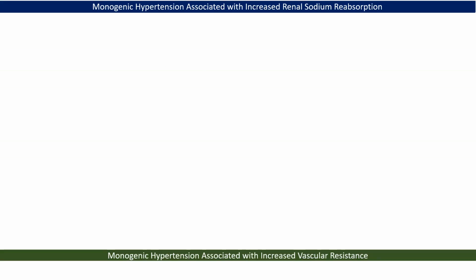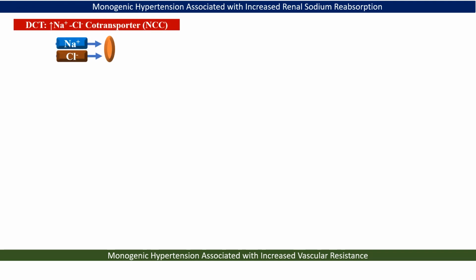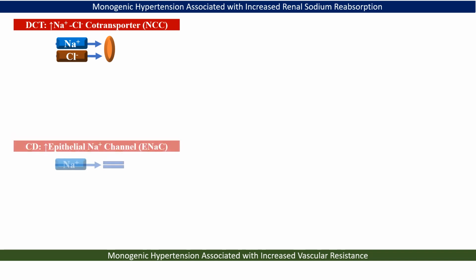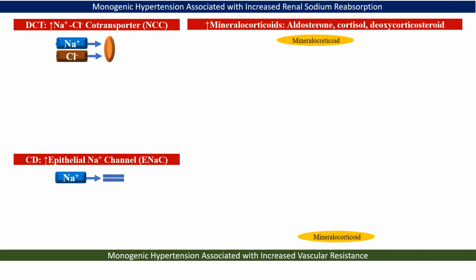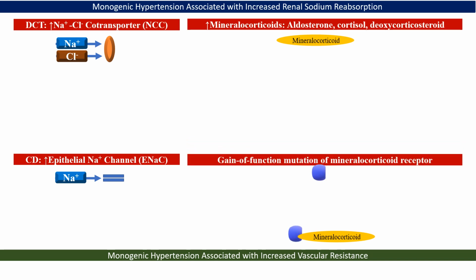In summary, monogenic hypertension may be related to increased renal sodium reabsorption or increased vascular resistance. Increased renal sodium reabsorption may be due to gain of function mutation of the sodium chloride cotransporter NCC at the distal convoluted tubule, gain of function mutation of the epithelial sodium channel ENaC at the collecting duct, increased steroid hormones with mineralocorticoid activity, or gain of function mutation of the mineralocorticoid receptor.